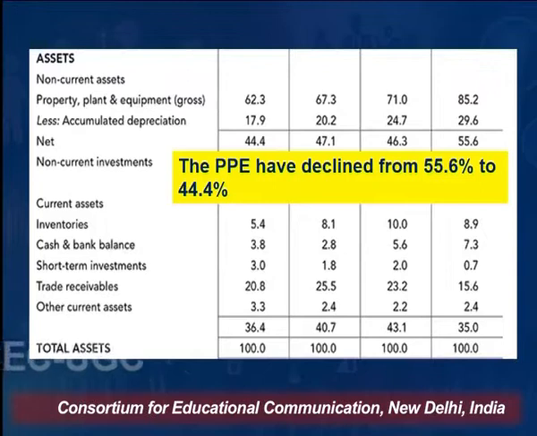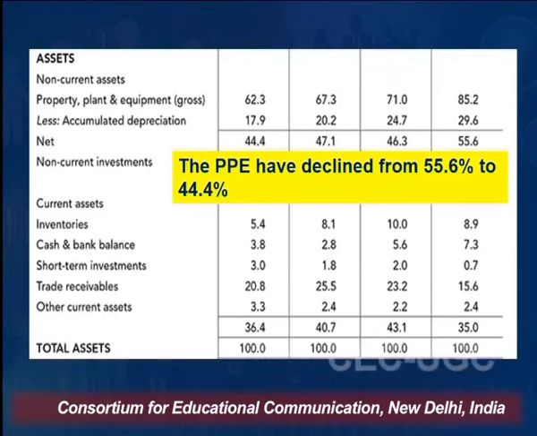If you look at the common size balance sheet, the value remains the same. Here what we do is we take the total assets to be 100. If you look at the very end of this statement, total assets value is given to be 100 for all 4 years. And here we can find that the property, plant and equipment, which is also called PPE, has declined from 55.6% to 44.4%.